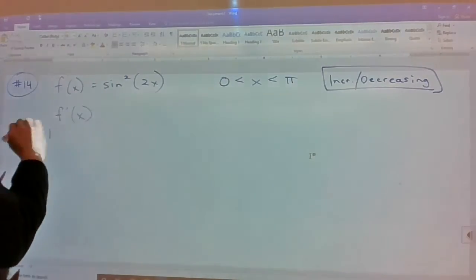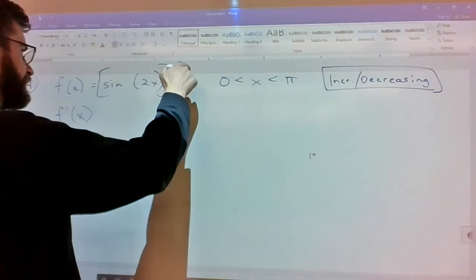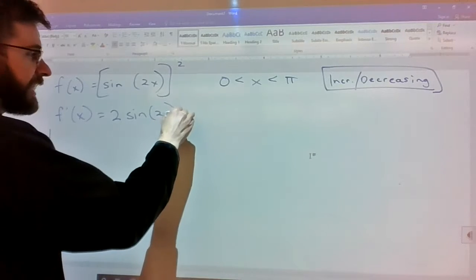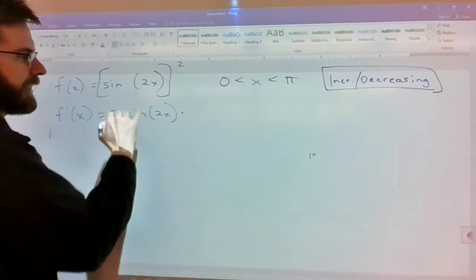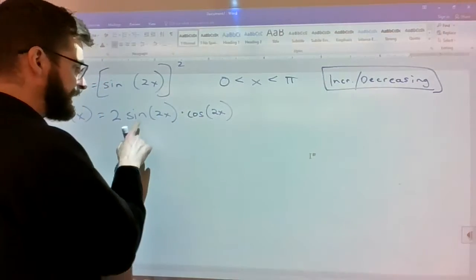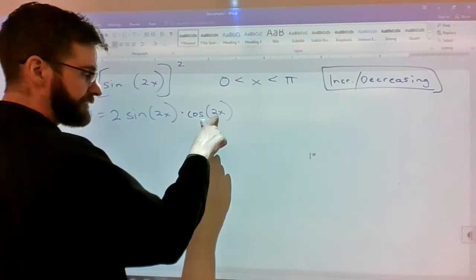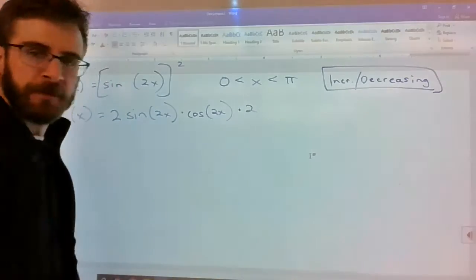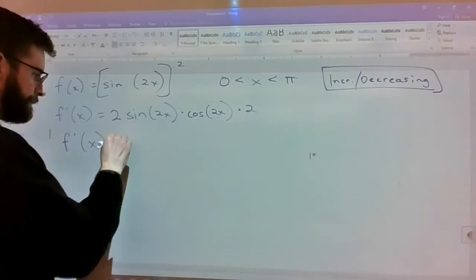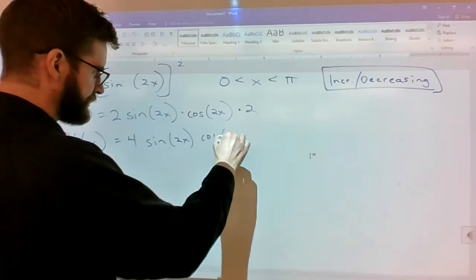Take your first derivative. Remember, this square here is the same as a square out there. So you bring the 2 down, repeat the inside, then times the derivative of the inside. So chain rule is still in effect. It's going to be cosine of 2x. That's the derivative of sine, but then you still have to take the derivative of the inside. So the very most inside is 2x. Derivative of 2x is 2. So f prime of x is equal to 4 times the sine of 2x, cosine of 2x.